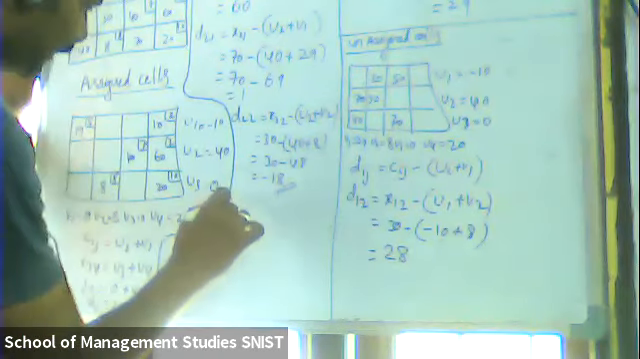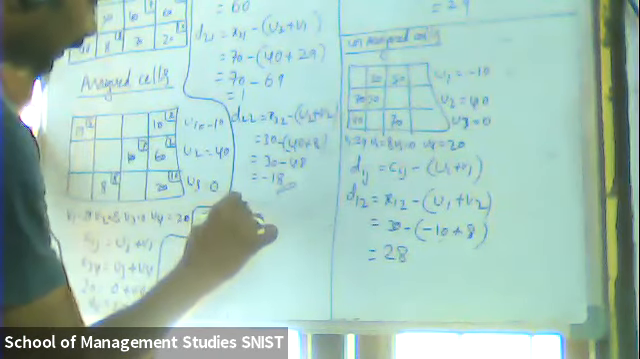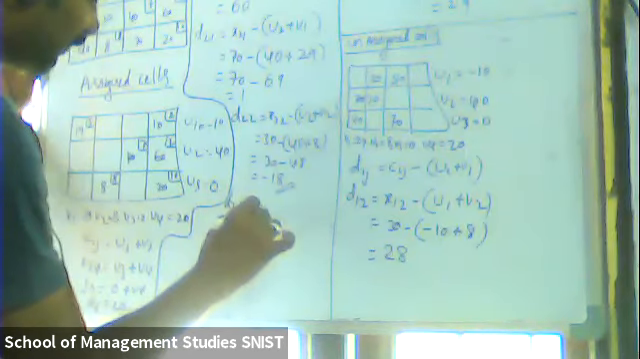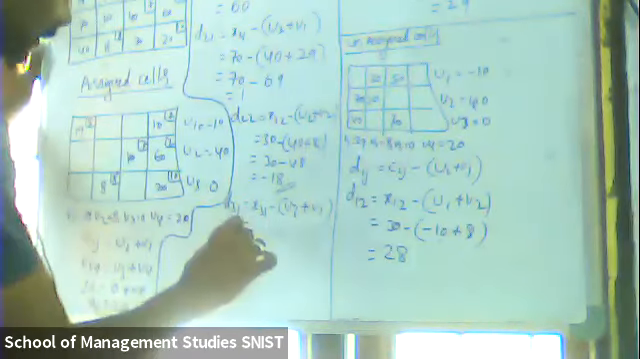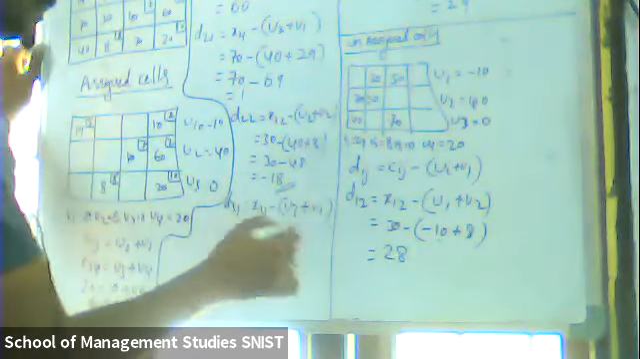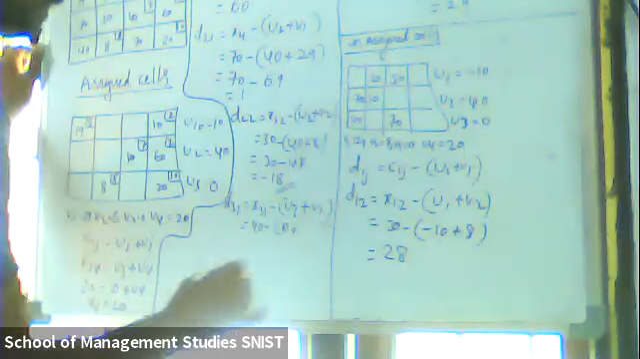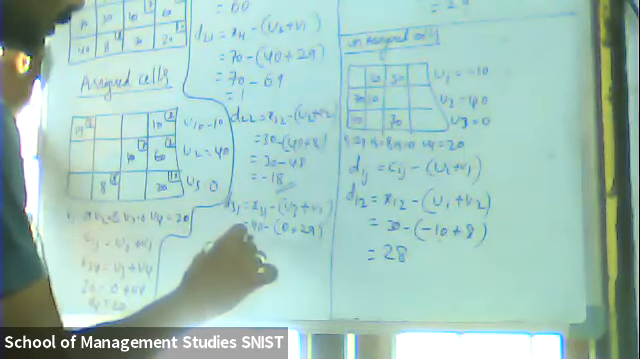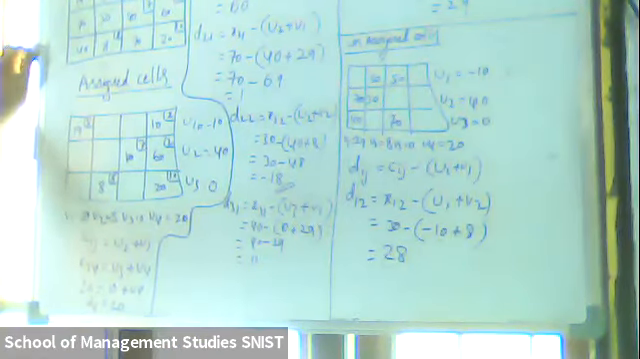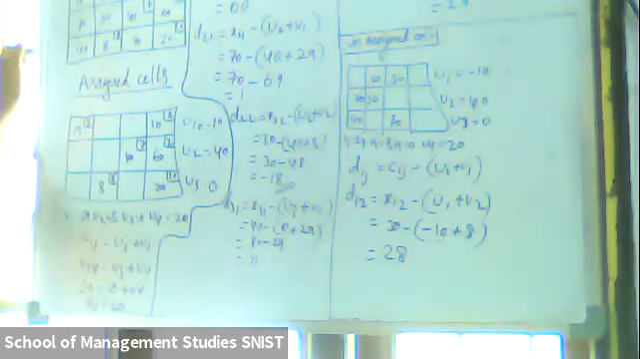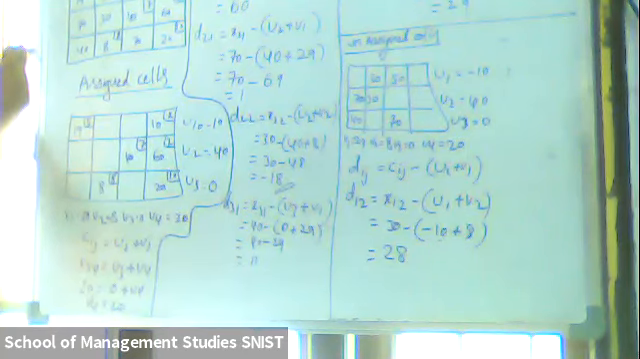Okay. Now this one, D31. D31 equals X31 minus (U3 plus V1). X31 is 40. 40 minus (U3, 0, plus V1, which is 29). So 40 minus 29 is 11. Are you following? I think I'm not going fast, right?